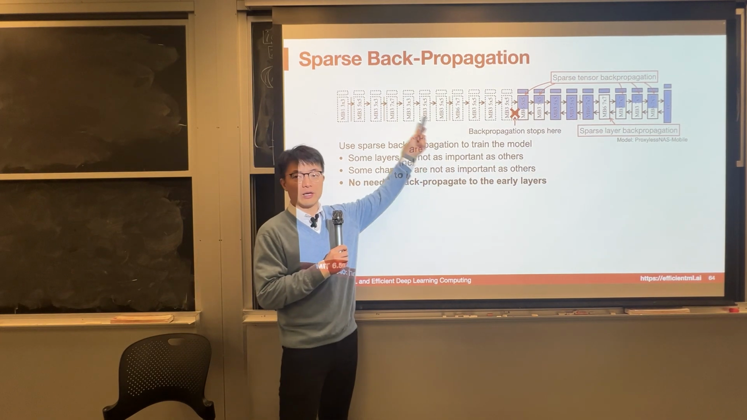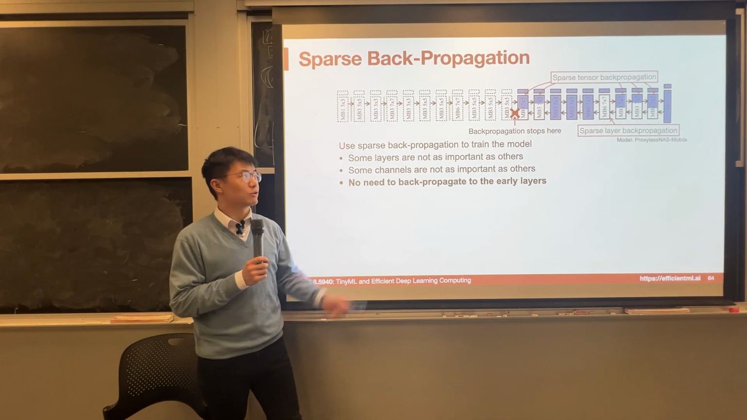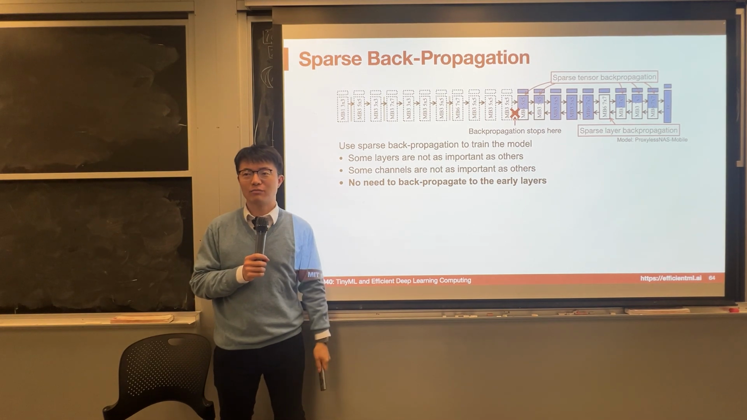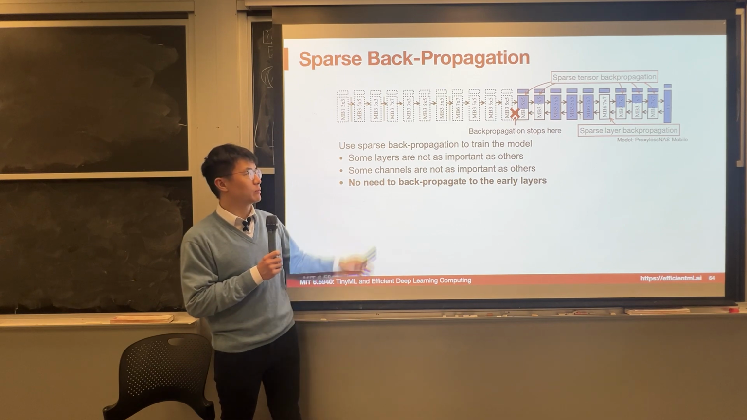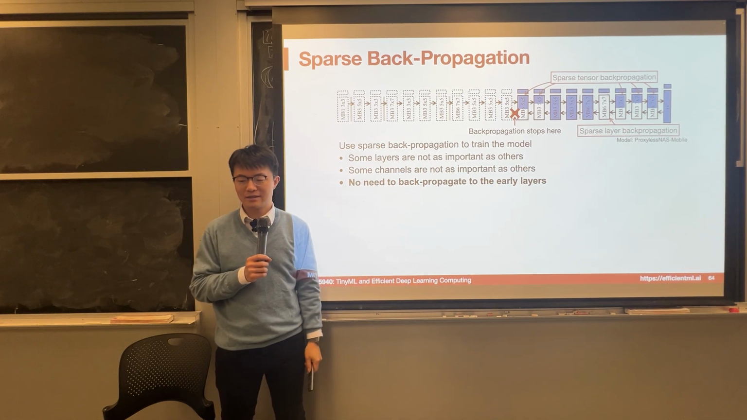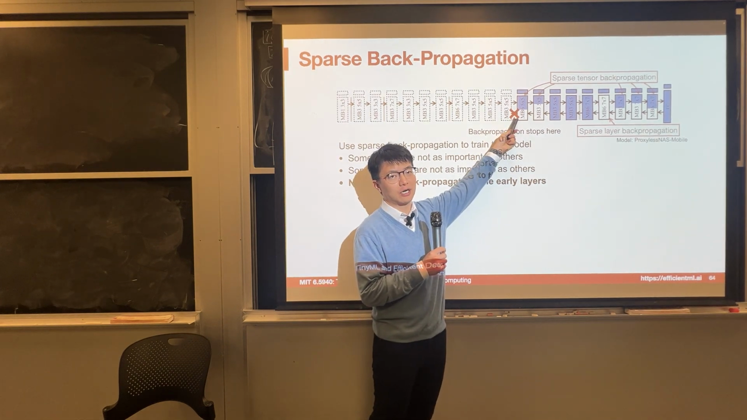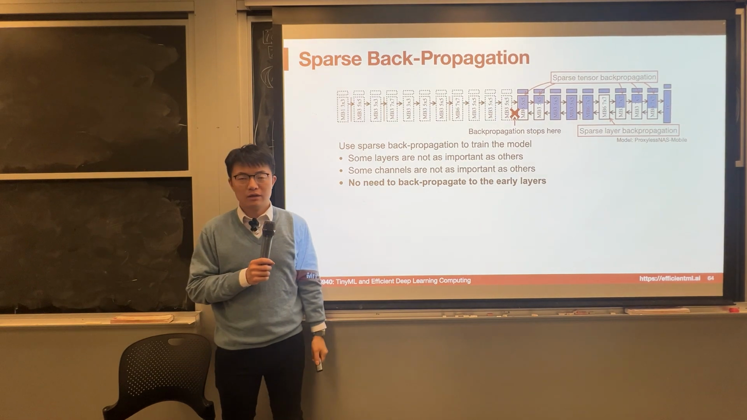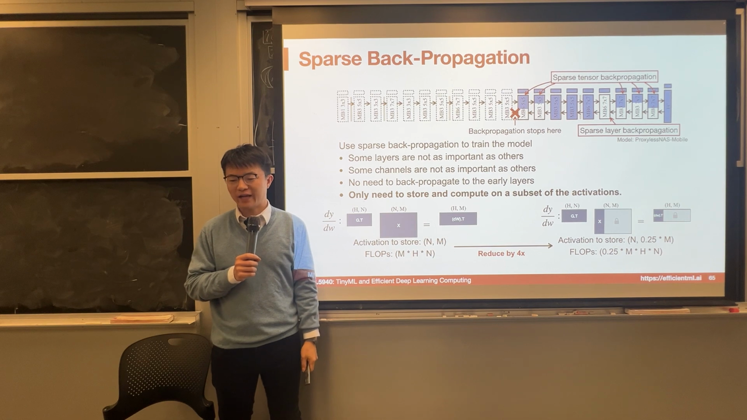And usually we don't need to backpropagate to the very beginning, to the very first layer, because those layers are usually learning low-level features, which might be the same for different tasks, like different concepts in the low level. So we may as well freeze those layers and only fine-tune certain late layers. This can also save memory, since once the backpropagation stops here, we don't need to store any of the activation before that. And we only need to store and compute a subset of the activations.